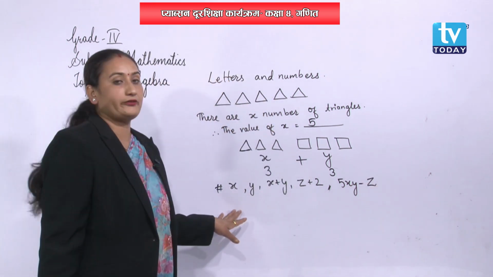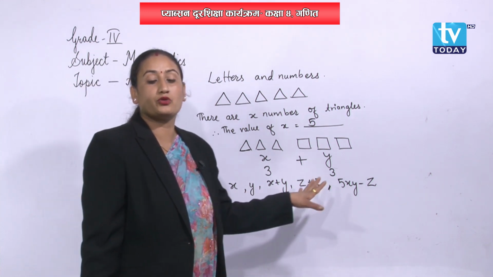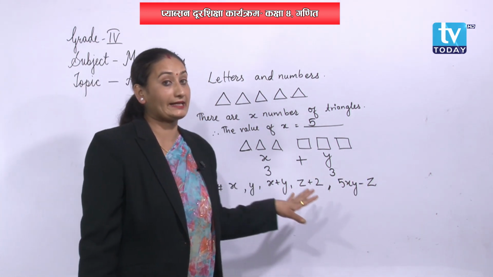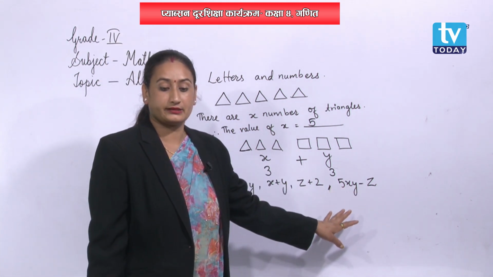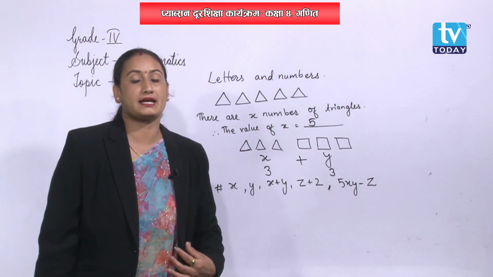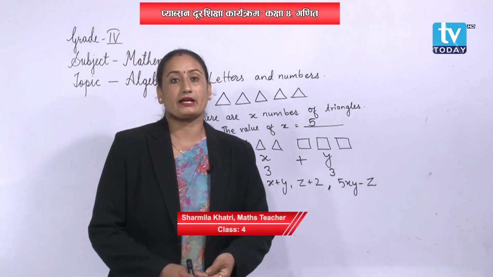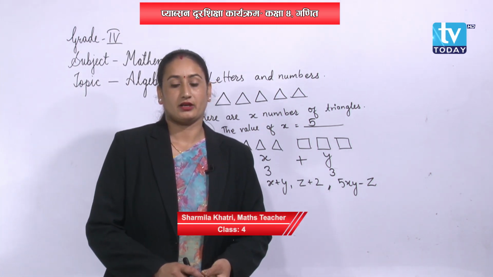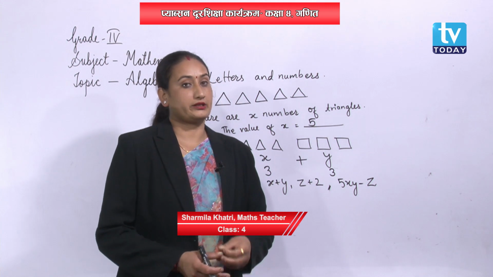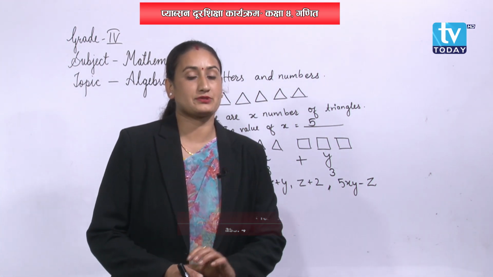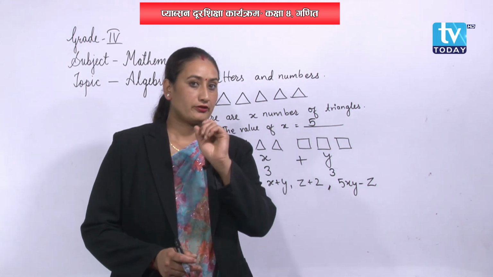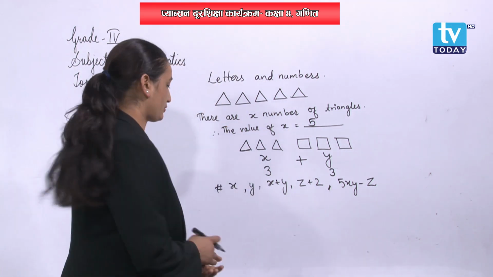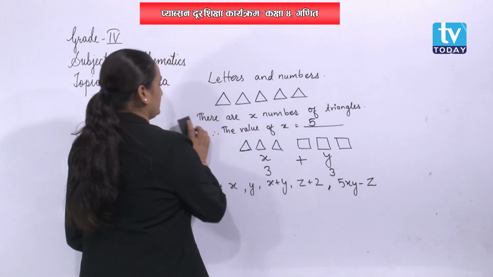Okay, when 2 or more than 2 terms are connected by a plus sign or minus sign, then we call it an algebraic expression. Okay, so there are 4 types of algebraic expressions. What are they? First one, I am going to write here, remember it, okay?